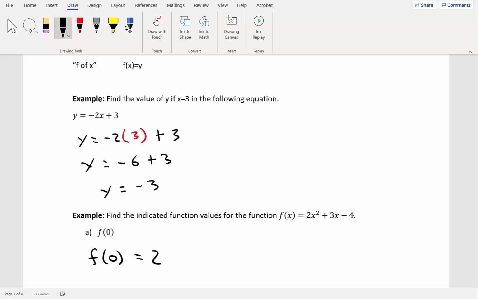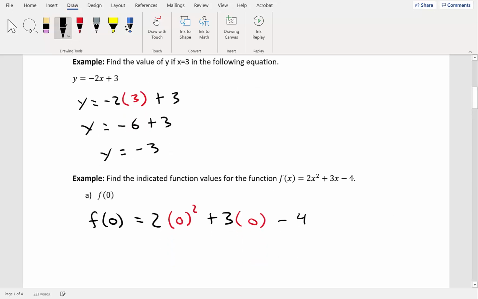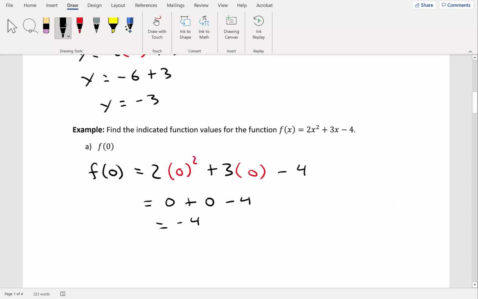So this is equal to 2 times 0 squared plus 3 times 0 minus 4. Now let's go ahead and simplify it. So we have 0 raised to the second power, which is just 0. So 2 times 0 is 0, plus 3 times 0, which is 0, and we have minus 4, which is equal to negative 4. So f of 0 is equal to negative 4. Now if I were to write this as an ordered pair, remember our x value goes first. Our x value in this problem was 0, and then our y value is negative 4.